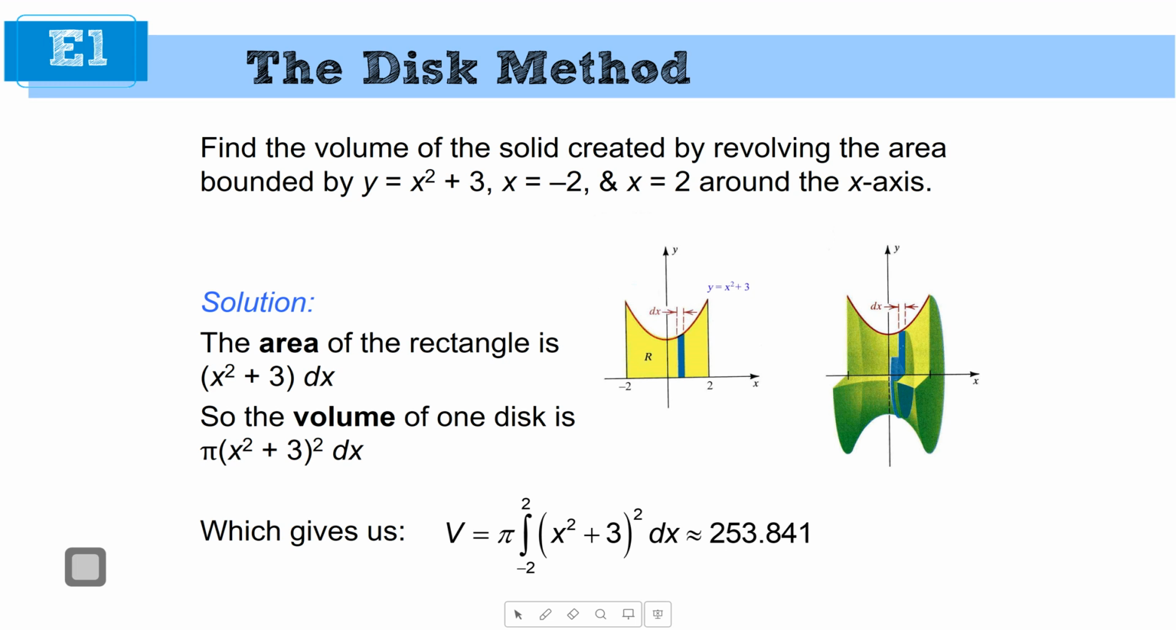However, how does symmetry help us here? Do you have any idea? You can do 2 pi times the integral from 0 to 2. Good. Since the left-hand side matches the right-hand side, you could do that. Just to make sure your calculators are good to go, use fnInt to make sure you can get that number of 253.841.